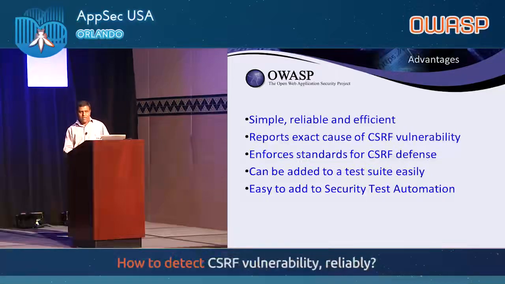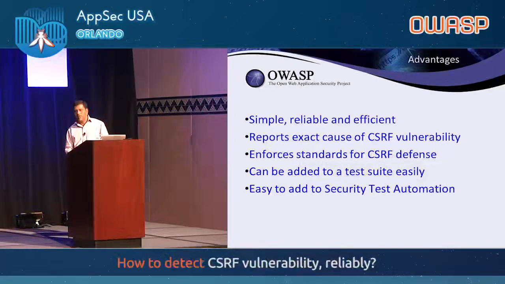So what we see is that this code, which is just about 50 lines, is simple, reliable, and efficient. It's very easy to use. These are some of the advantages. And I think the best feature of this is that it reports the cause of CSRF vulnerability exactly. You may have a tool that detects it, but at the end it will say, okay, you have a vulnerability on this form. Then you have to go figure out why.